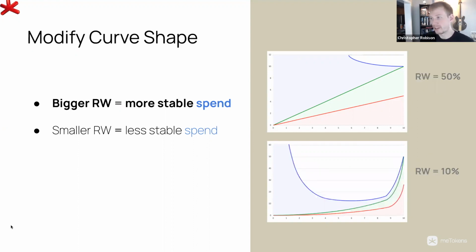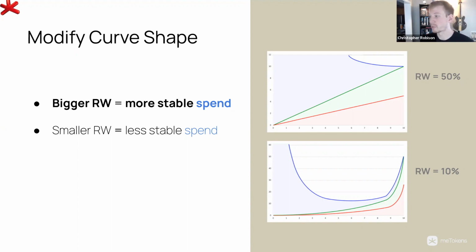You can also modify the shape of your bonding curve. So there's this idea of a reserve weight with bonding curves, which I'll talk about a little bit more later for anyone who's not familiar with the reserve weight. Basically the reserve weight is a proxy. It determines the shape of your curve. So a larger reserve weight will have a more flat curve. So a reserve weight of 50% is going to be linear. A reserve weight of 10 is going to be exponential. And when the reserve weight is larger, the stability rate is more stable. When it's smaller, it's less stable.